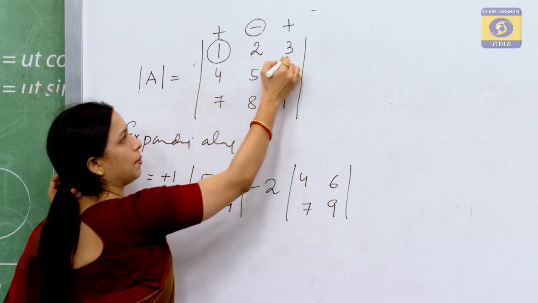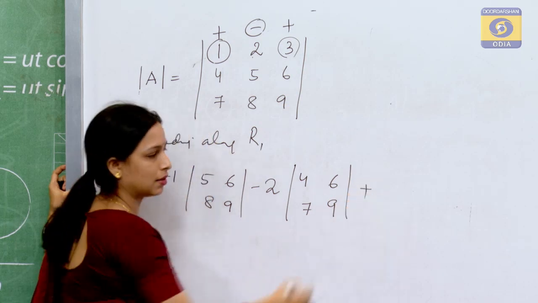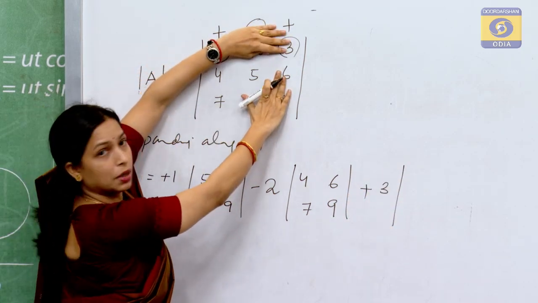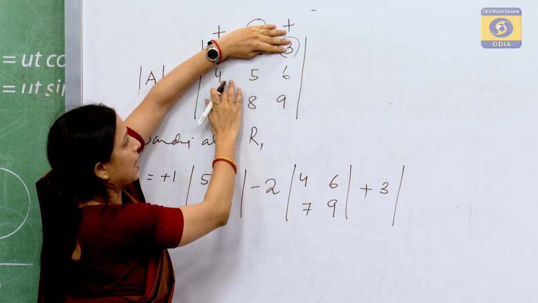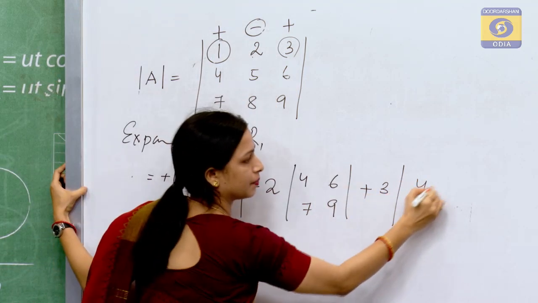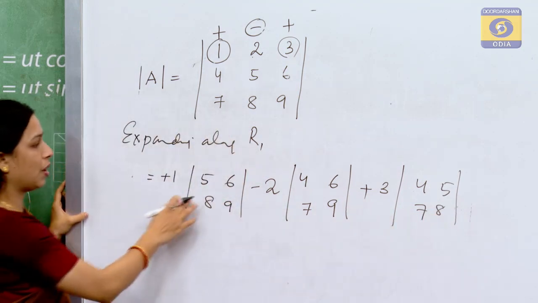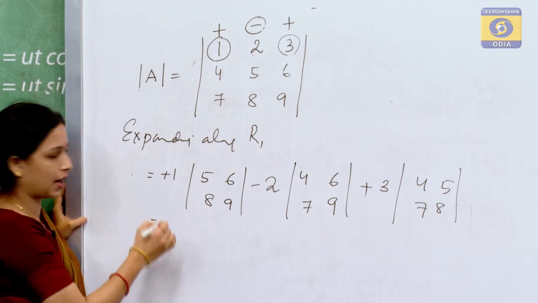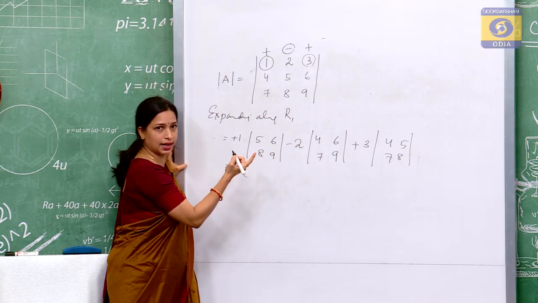Similarly, the next element is 3, the positional sign is plus. So, plus 3, and then how do we get the determinant? We delete the row and the column in which it lies, and the resultant elements form the second order determinant. So, 4, 5, 7, 8. Now, we know how to find the determinant of a second order. So, we just do that. We cross multiply the diagonal elements and then we take the difference.